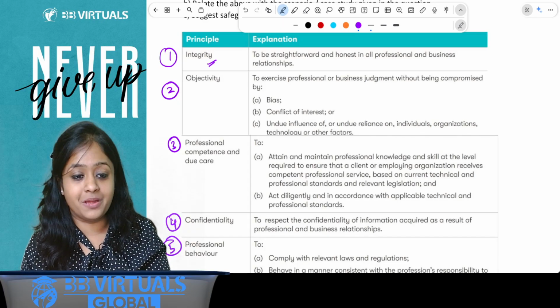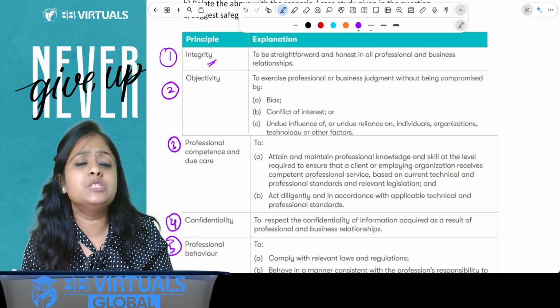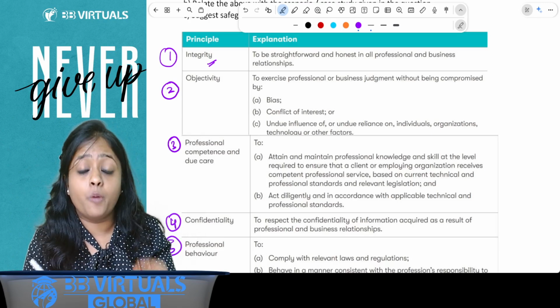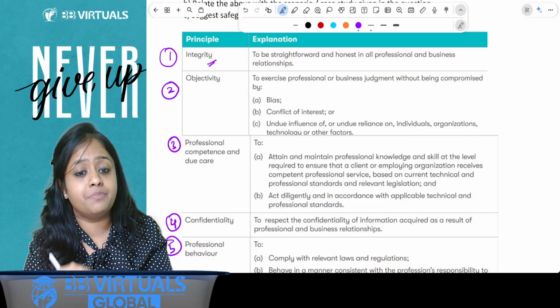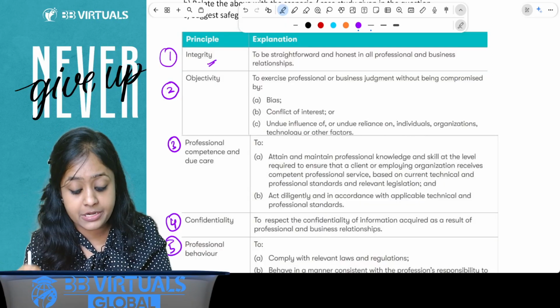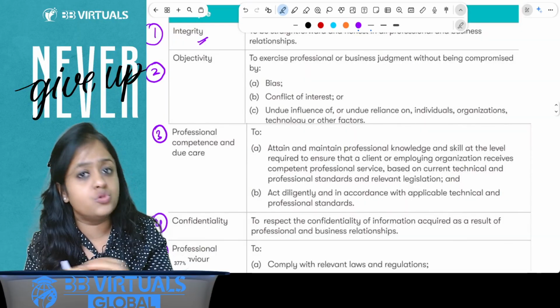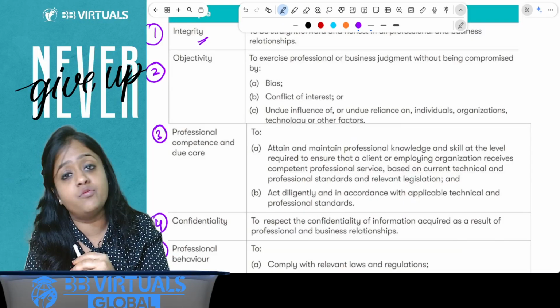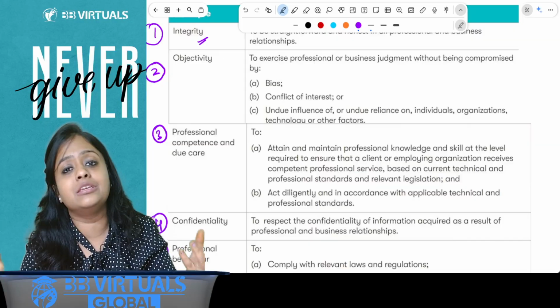Let's go to the next one. The next one is the principle of objectivity. What is the principle of objectivity? Objective means that you are being objective in your approach. That means you are absolutely clear in your approach and there is no conflict of interest, no bias, whatever is involved here, and you are being absolutely crystal clear in your approach.